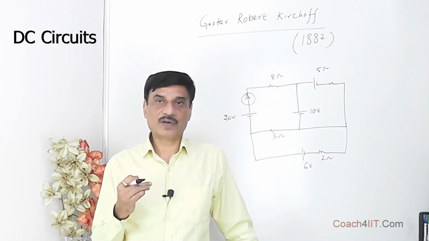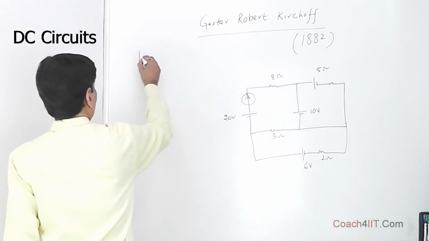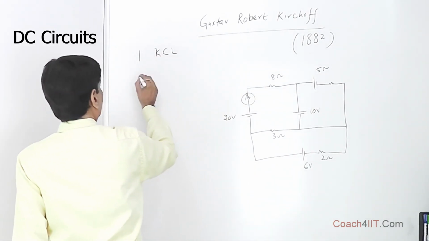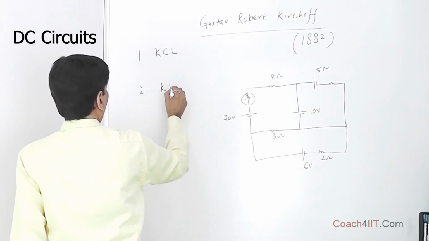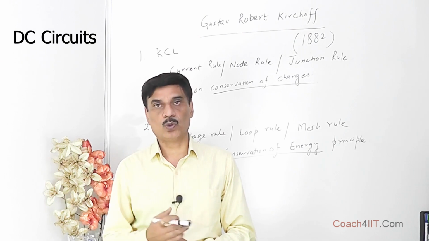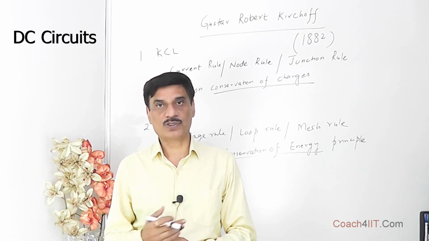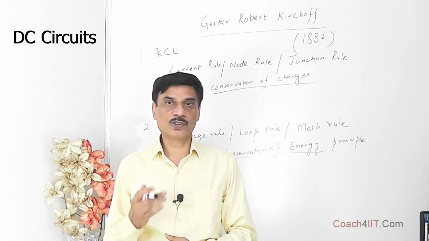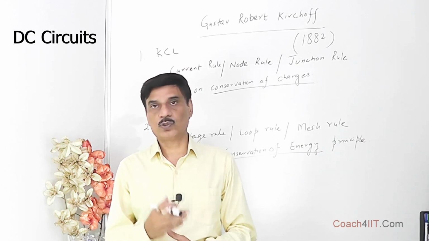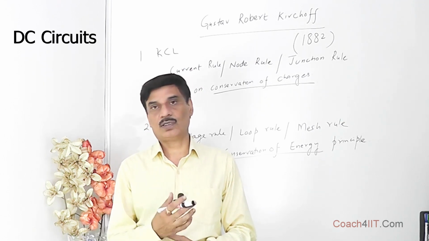One is Kirchhoff current law, the other is Kirchhoff voltage law. Kirchhoff current law is also known as the junction rule or node rule, and Kirchhoff voltage law is also known as the mesh rule or loop rule.